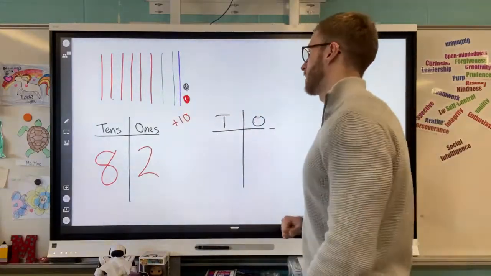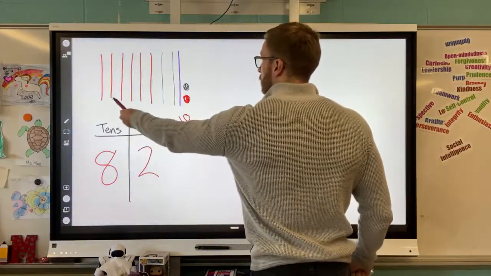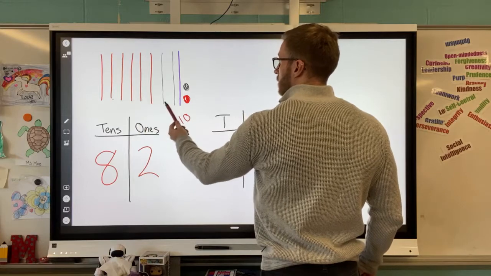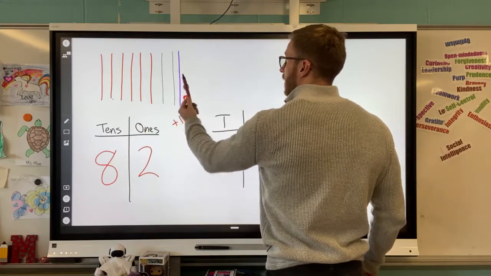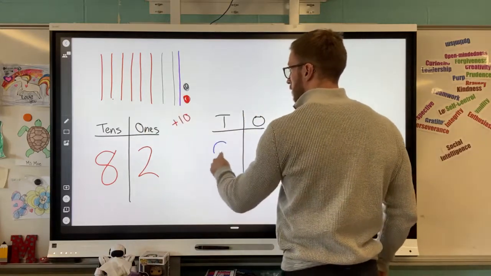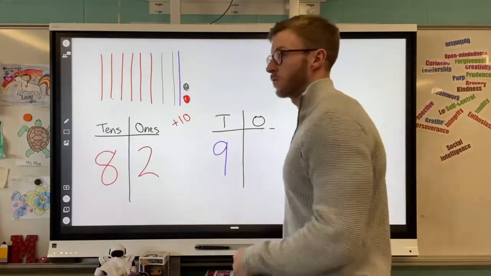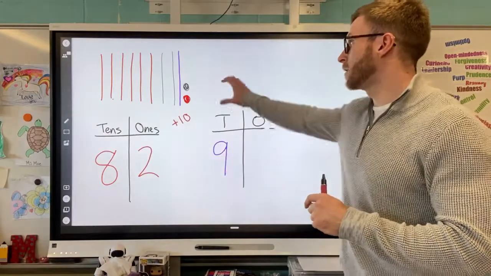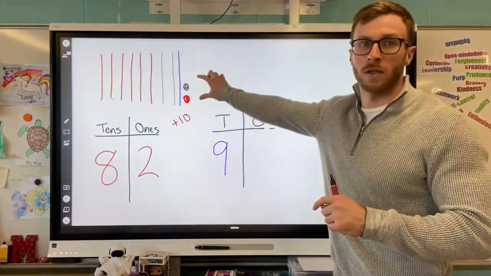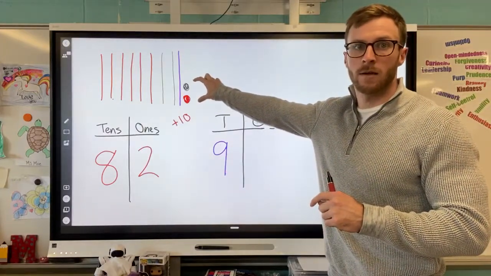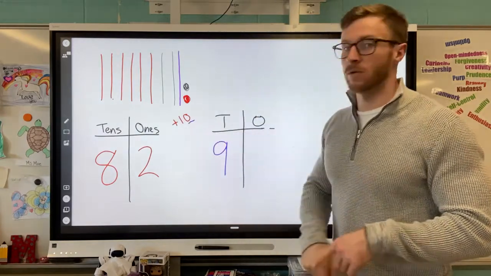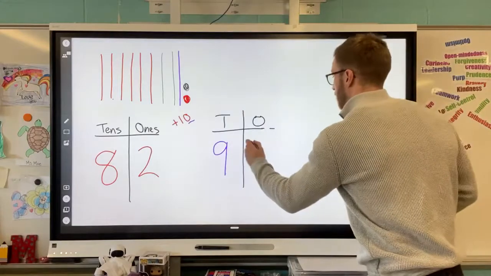So now let's count our tens. We have 1, 2, 3, 4, 5, 6, 7, 8, 9. So we have 9 tens. We went from 8 plus 1 10. We are now up to 9. And did we change any of our ones? Did we add or take away any? We did not, because when we are adding 10, there are 0 ones, so we do nothing with the ones. We leave them the same.